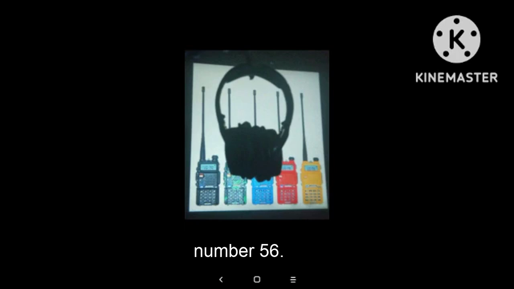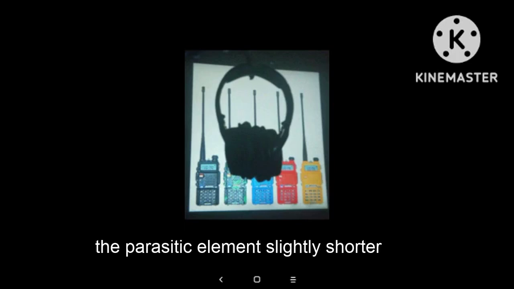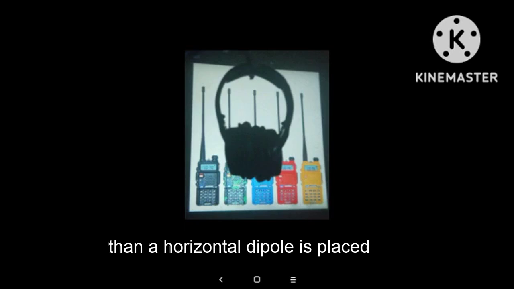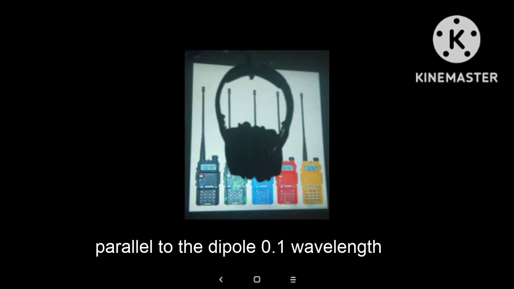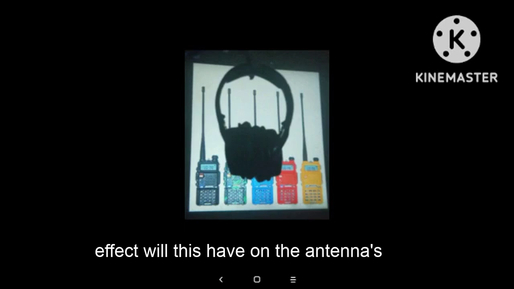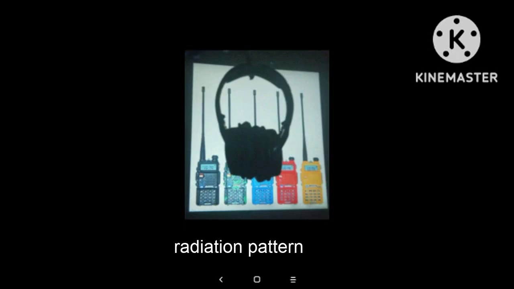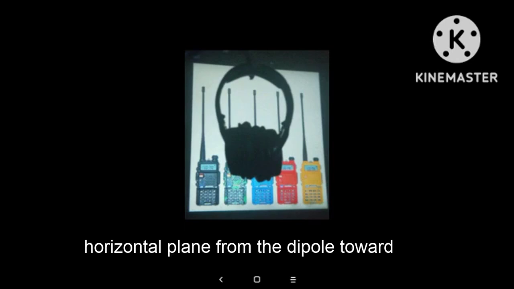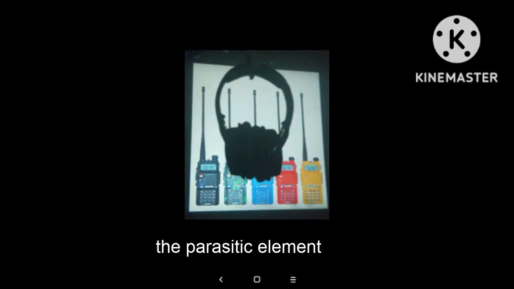Number 56. If a parasitic element slightly shorter than a horizontal dipole is placed parallel to the dipole 0.1 wavelength away from it and at the same height, what effect will this have on the antenna's radiation pattern? A major lobe will develop in the horizontal plane from the dipole toward the parasitic element.